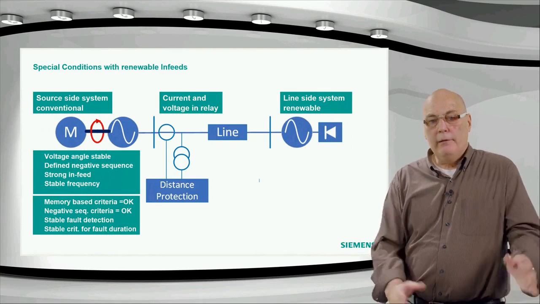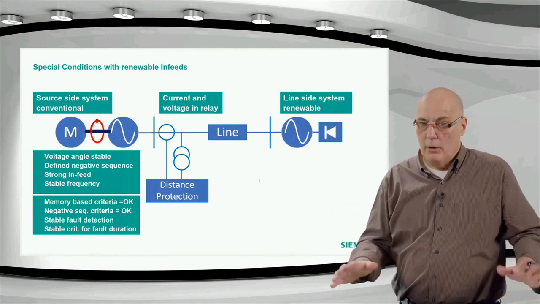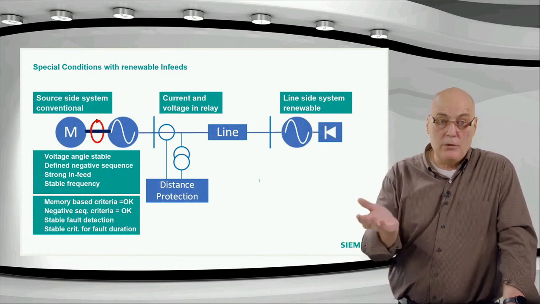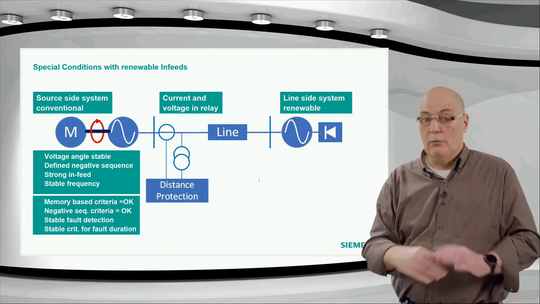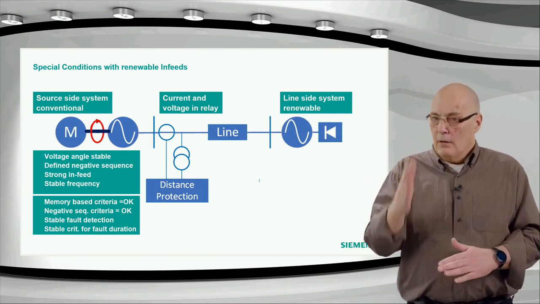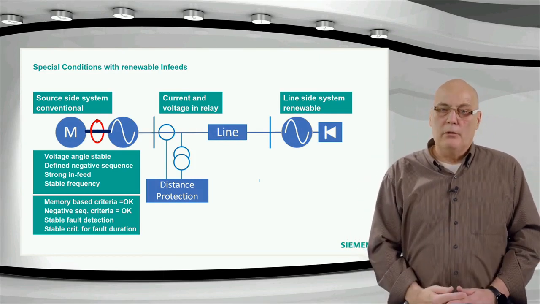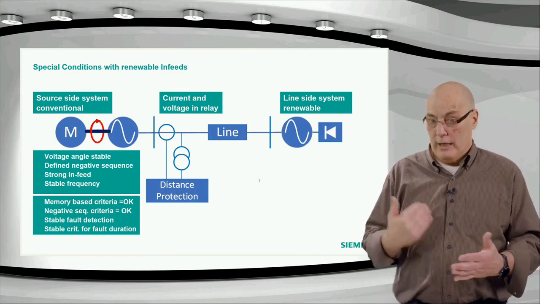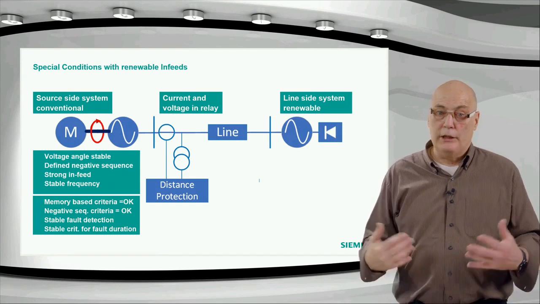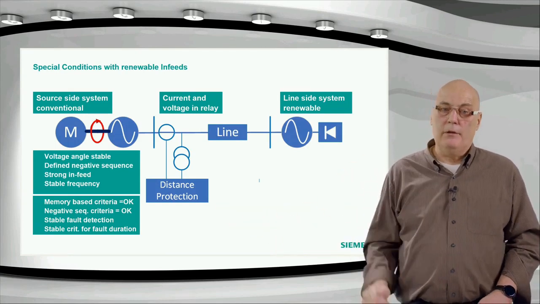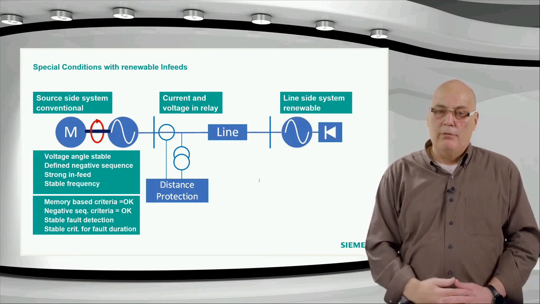Clearly on the classic side, it's no problem. The voltage angle is stable. We have a defined negative sequence. Remember the sequence components for direction decision and so on, also for the relay to determine the load compensation and so on. We need to have a clear definition of that. We typically have a strong in-feed and stable short circuit currents. The frequency does not change. That means the memory direction criteria is clear, the negative sequence criteria are clear, and we have a stable fault condition.